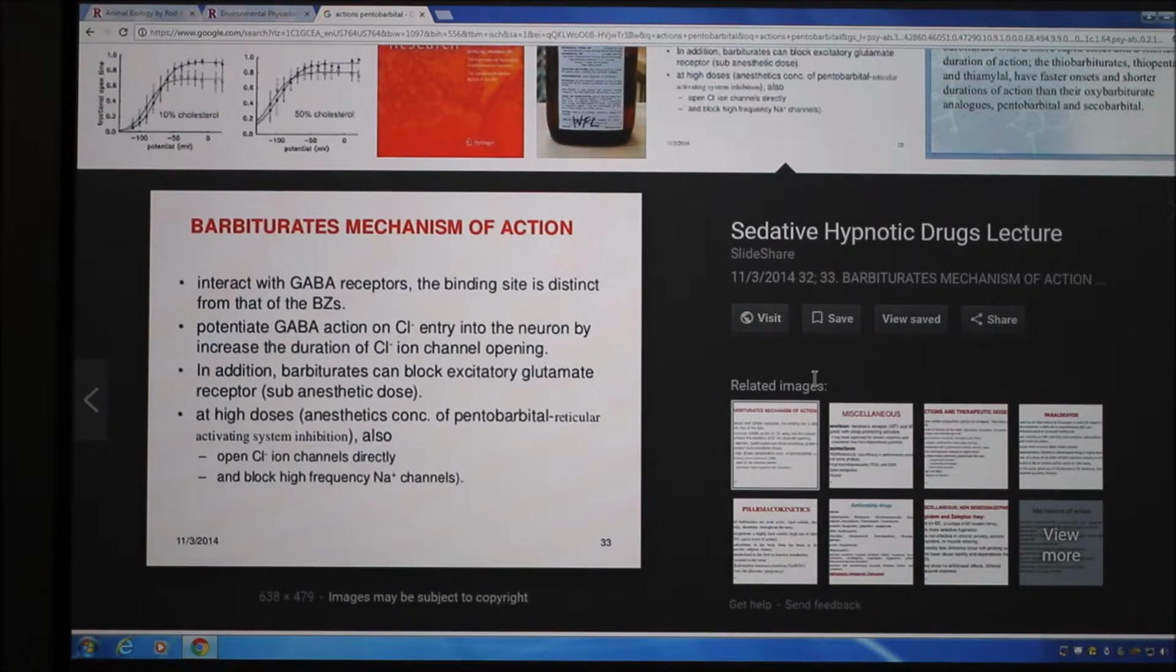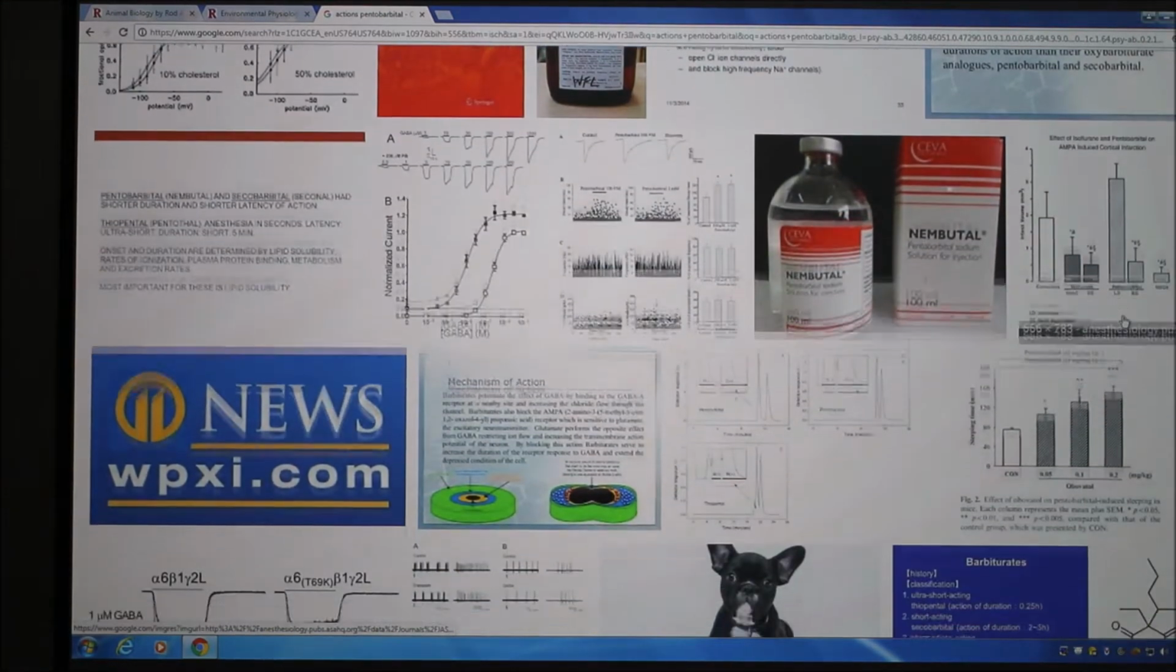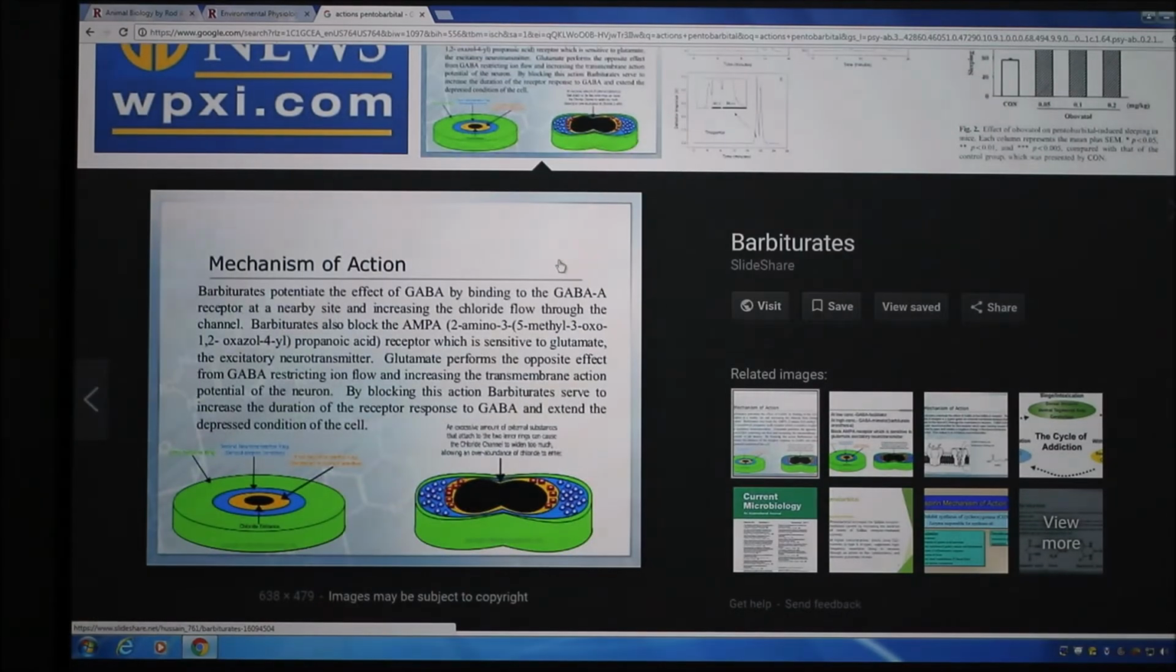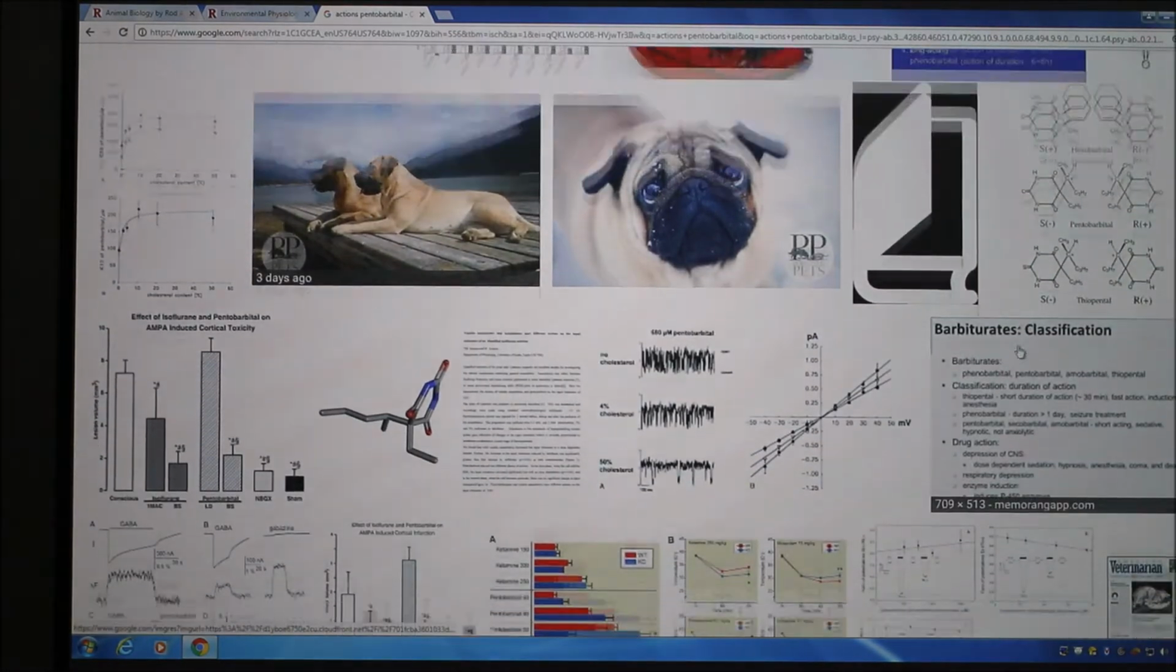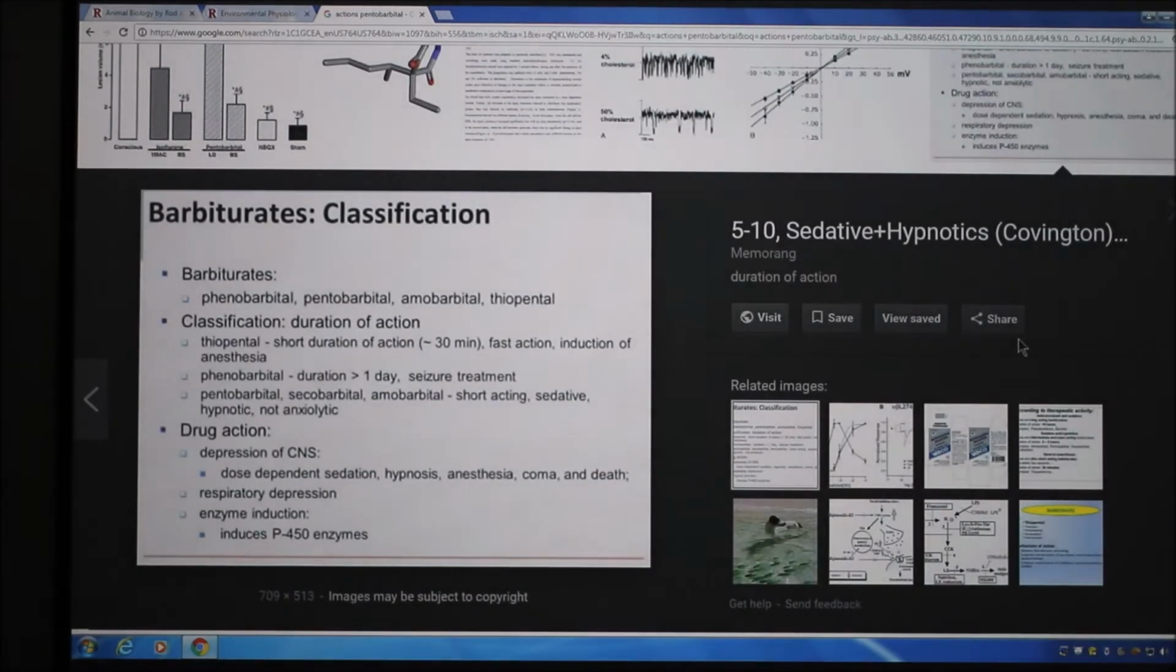Mechanisms of action. So it's basically on the nervous system. I'm just looking for something that's extra special here, but I haven't found anything. Okay. So obviously pentobarbital and phenobarbital are related. Depression of the central nervous system, sedation, coma, death if you get too much of it.